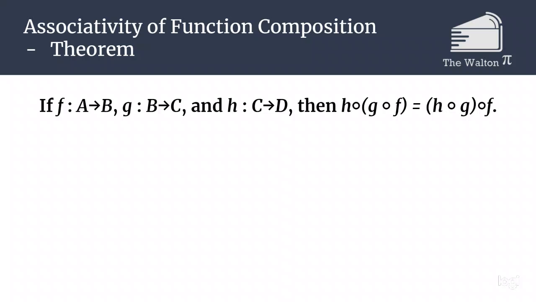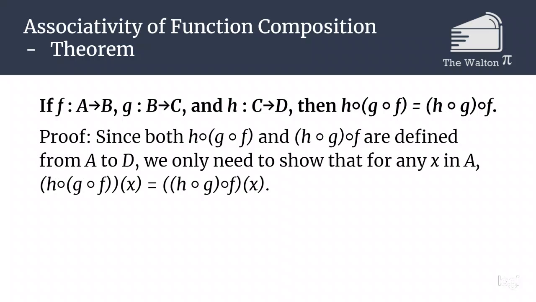There are a few theorems involved with function composition, and one of the main ones that we get to use is the associativity of function composition, meaning that if we have 3 functions all composed with each other, it doesn't matter the order that you do them as long as you do ones that are next to each other. So h of (g of f) is going to be the same as (h of g) of f. Those are all going to be the same. And so here is a proof of why that works.